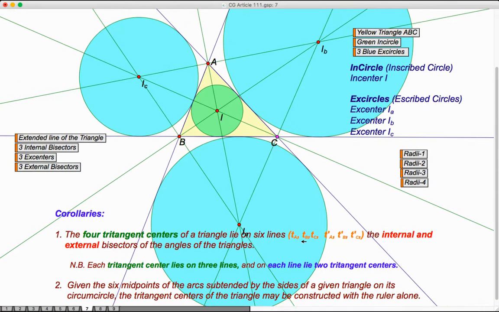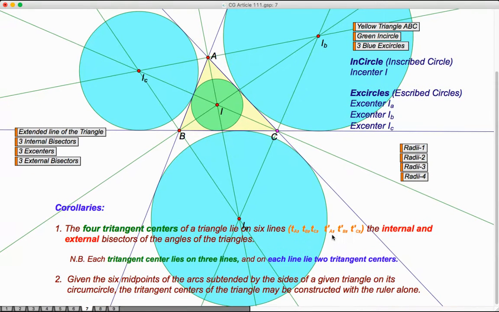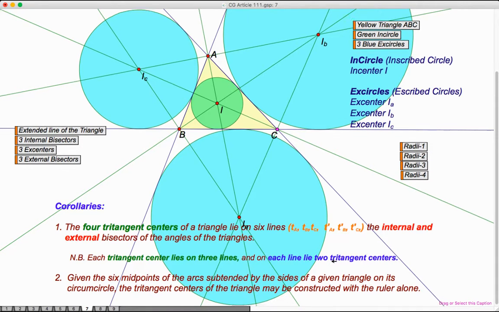Okay? T sub A, T sub B. So this is T sub B. This is T sub A, and this is T sub C. The external bisector is now T sub B prime. This external bisector is T sub C prime, and this external bisector is T sub A prime. And that's the thing that we've got. Or we can phrase it in another way: each tritangent center lies on 3 lines, and each line lies on 2 tritangent centers. Okay?